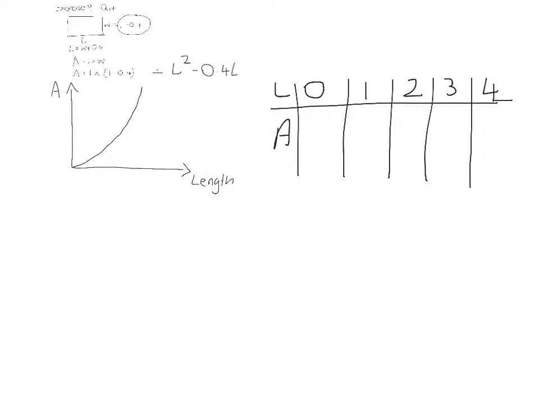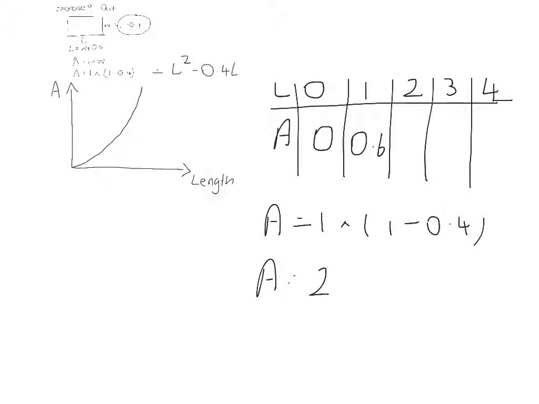So obviously, we have 0 times 0 minus 0.4. Well, that's definitely 0. And then we have 1 times 1 minus 0.4, which will be 0.6. Then we have 2 times 2 minus 0.4. And 2 minus 0.4 is going to be 1.6. And 2 lots of 1.6 is 3.2.